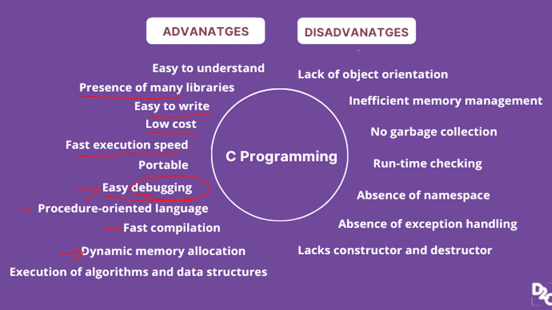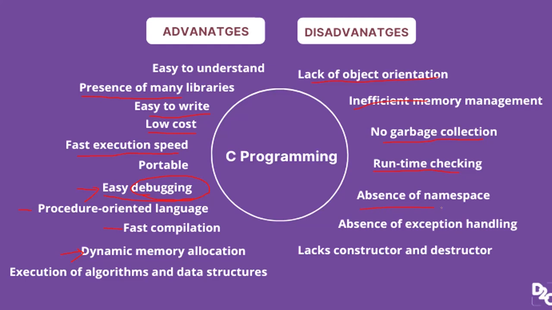Coming to the next point, disadvantages of C language. It has a lack of object orientation. Object orientation means the program is divided into objects, whereas in C language the program is divided into functions. So this is the main drawback of C language. To overcome this, we use Java. So note the point. Next, insufficient or inefficient memory management. It has less memory space and runtime checking. It checks every line and has no garbage collection. This is the main disadvantage of C language.